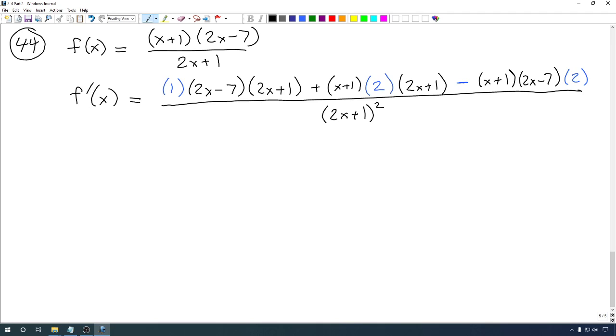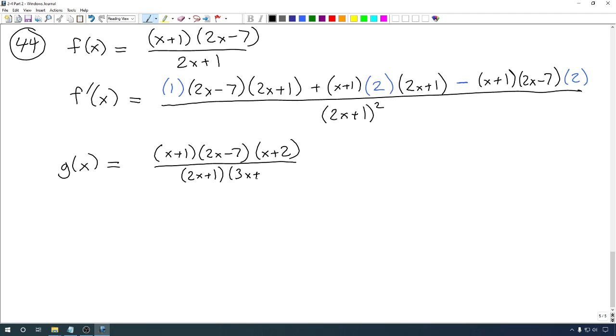And that's our answer. I mean, we could simplify it if we wanted to, but we don't have to. We can actually even take this a little bit further. Let's say we have an even more complicated function. I'm going to call it g of x, where I'm going to essentially take f of x and put in some more factors. So we have x plus 1 and 2x minus 7 on top, but we also have another x plus 2 factor. On the bottom, instead of just 2x plus 1, I'm also going to have a 3x plus 1.